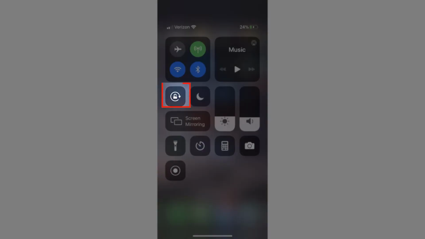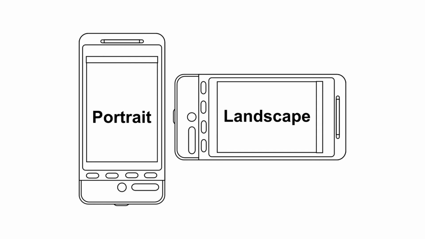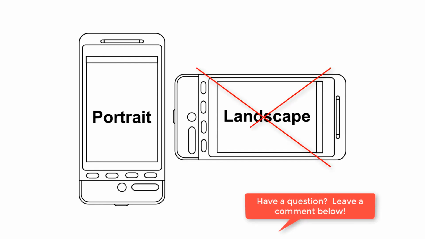This button here is called the orientation lock. This option will prevent your phone from rotating between portrait and landscape mode. In other words, if you turn your phone sideways, your apps will not rotate with it.